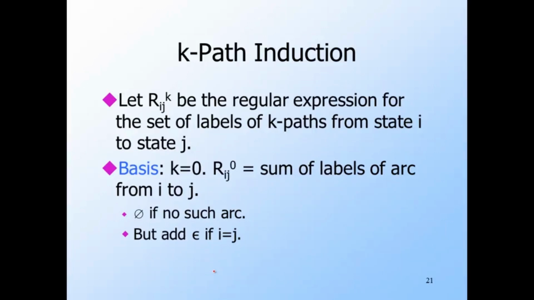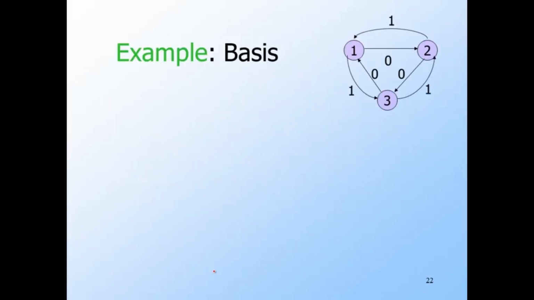We now need to introduce some notation. Let R_ij^k be the regular expression for the set of labels of the k paths from state i to state j. We've really seen the basis case k equals 0. That is, R_ij^0 is the sum of the labels on the arc from state i to state j. If there's no such arc, then use the empty set symbol as the regular expression, but we add epsilon if i equals j. Okay, here's our example DFA again.